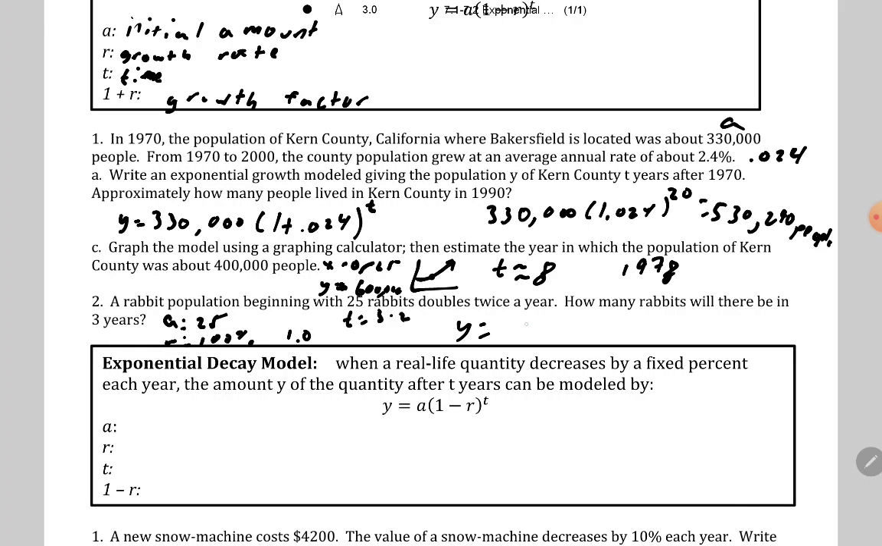So our formula is y equals our original amount of 25 bunnies, they double twice a year, and we do it for 3 years. That is 1,600 rabbits. That's crazy. Rabbits.